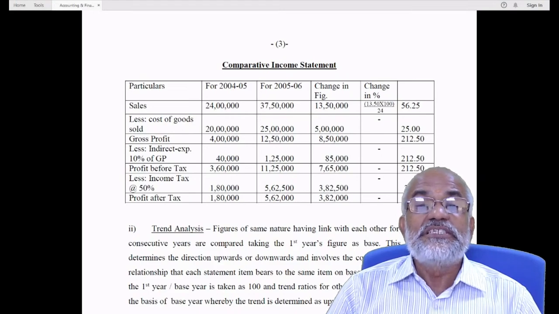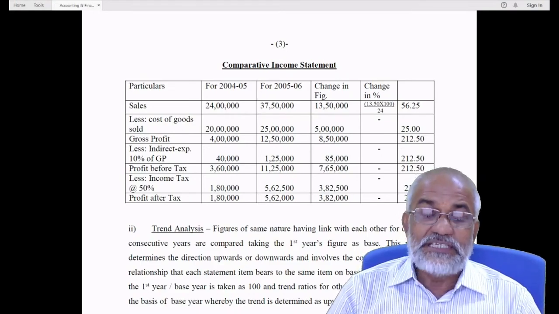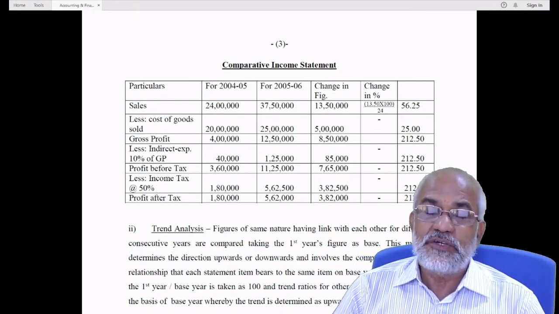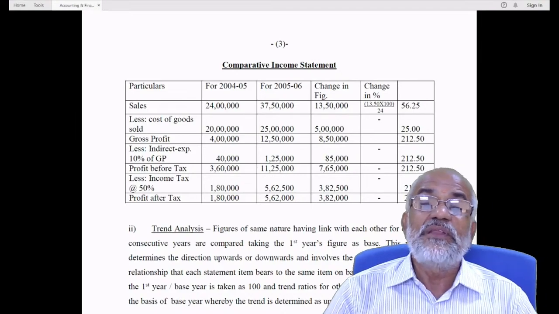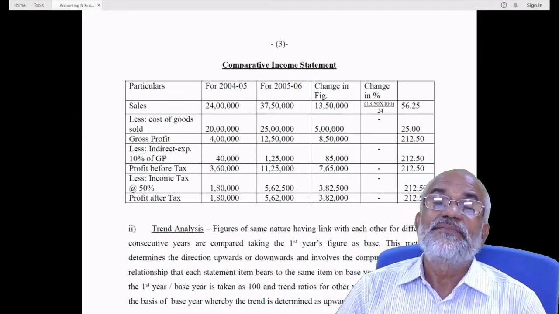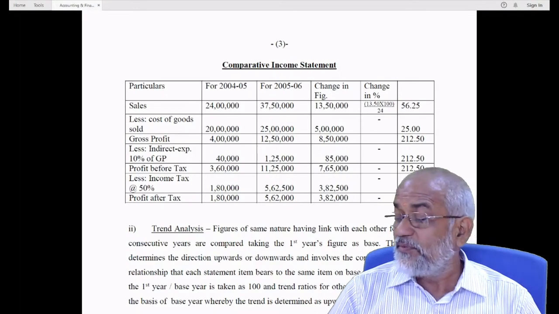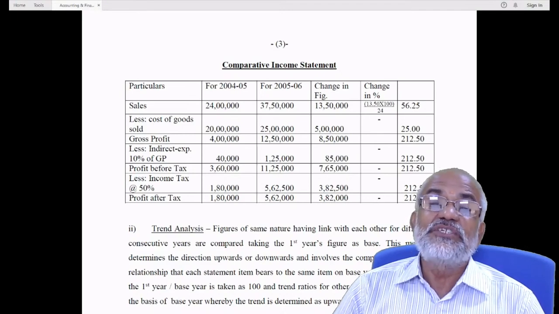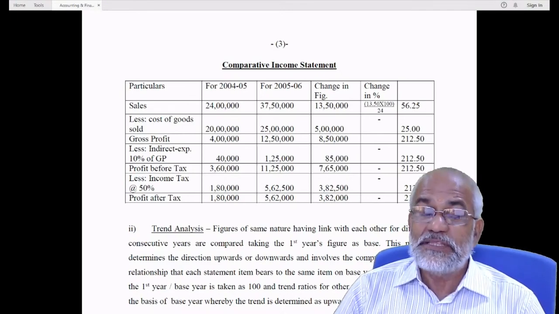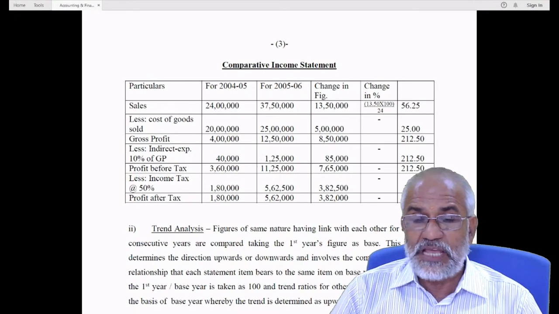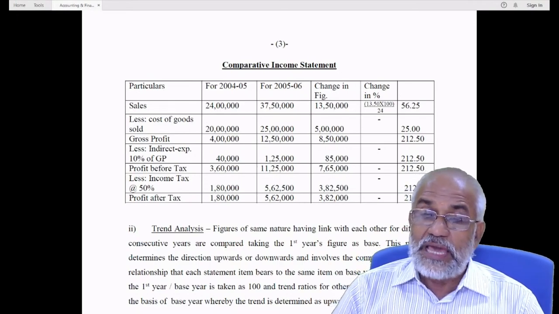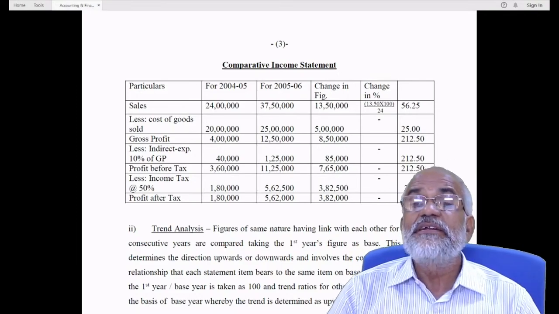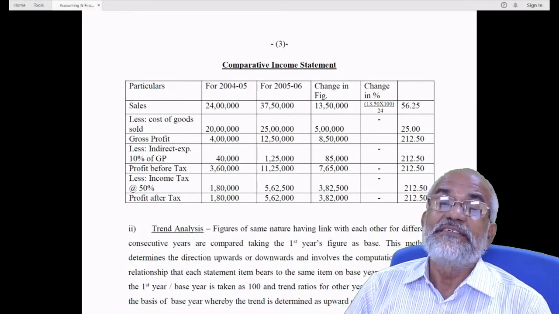When this cost of goods sold is deducted from the sale proceeds, we are arriving at the gross profit, and the gross profit is coming 4 lakhs for the year 2004-05, and it is coming 12 lakhs 50,000 for the year 2005-06. So the change in figures as regards gross profit is 8 lakhs 50,000, it is positive because it has increased from 4 lakhs to 12 lakhs 50,000. And when you calculate the percentage of change in figure, it is coming 212.50%.